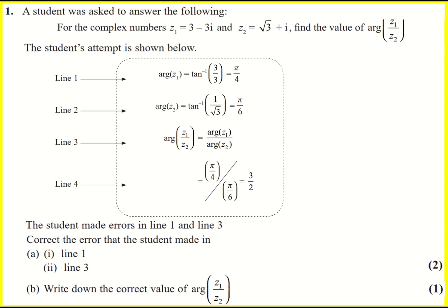Student was asked to answer the following. For these complex numbers, z1 and z2, find the value of the argument of z1 over z2. The student's attempt is shown and they've made errors in line 1 and 3 and were asked to correct them.